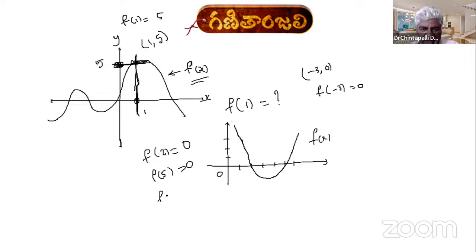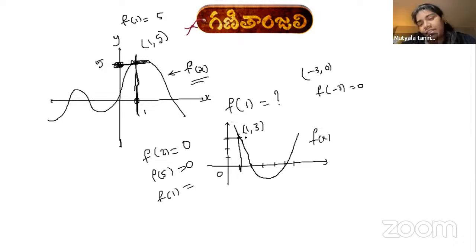Can you tell f of 1? Must be some 4 or something. The coordinates of this point are 1, 3. So f of 1 is the y coordinate of 1. The y coordinate of 1 is 3 only. It's finding the value of f of something. Clear? Yes, sir. Got it.